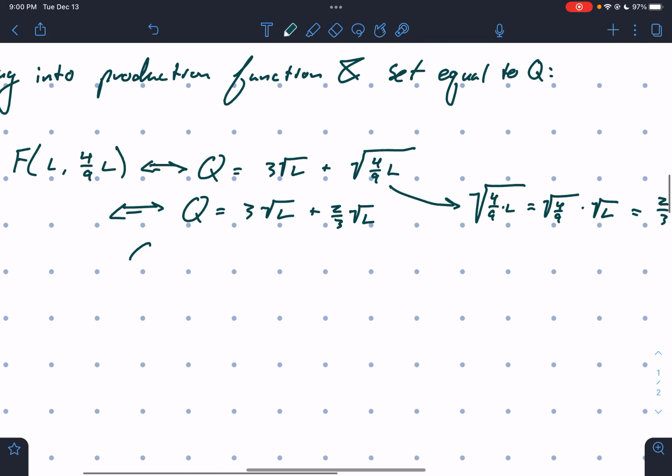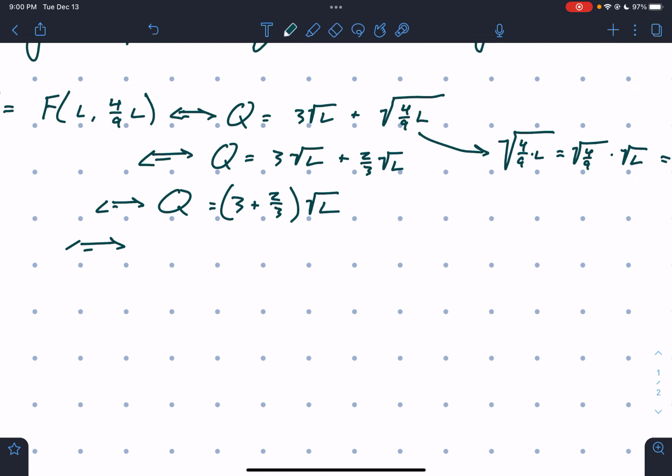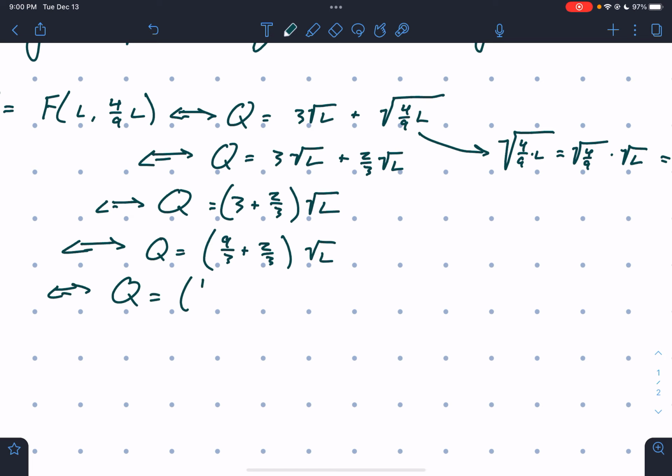So this is Q. Q is 3 plus 2/3 times the square root of L. So what I did here is I just factored out the root L from both of these, and I get it right here. So I'm going to rewrite this as an improper fraction. So this is going to be 9/3 plus 2/3 root L. In other words, Q is equal to 11/3 root L.